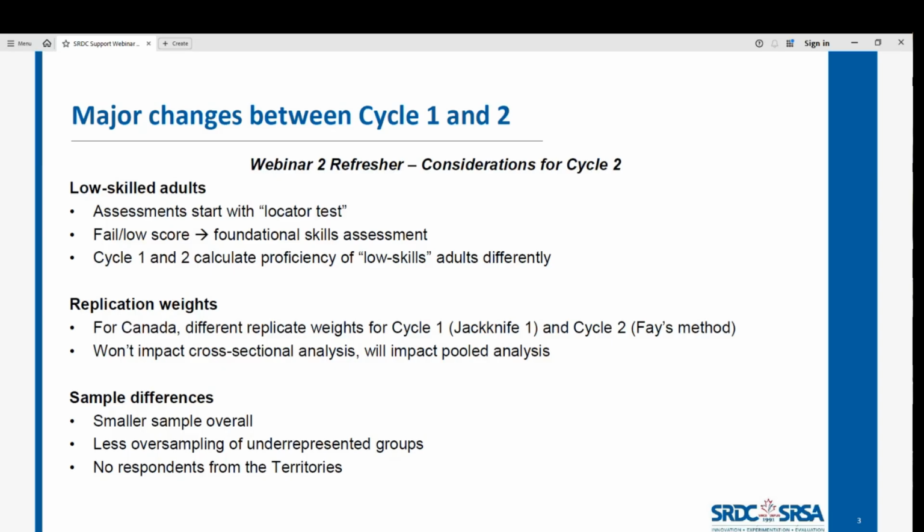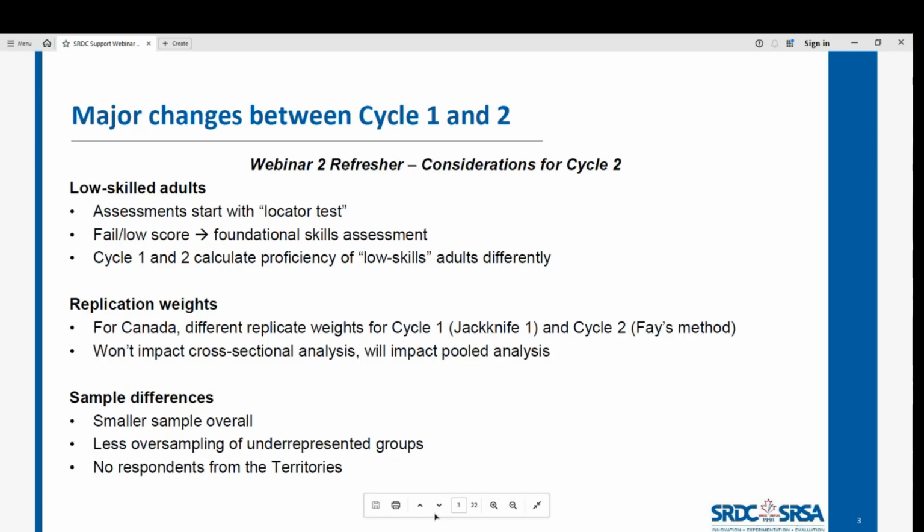And then there are a number of different differences that we talked about resulting from the sampling procedure, or just changes to their decisions of who to sample. Cycle 2 has a smaller sample overall. It also has less oversampling of underrepresented groups, which is something that they really tried to do in cycle 1. And it's also systematically missing entire portions of the country. For instance, the territories were not sampled in cycle 2, but are present in cycle 1. So these are all things to keep in mind, and if you want, you can also rewatch previous webinars as a refresher.